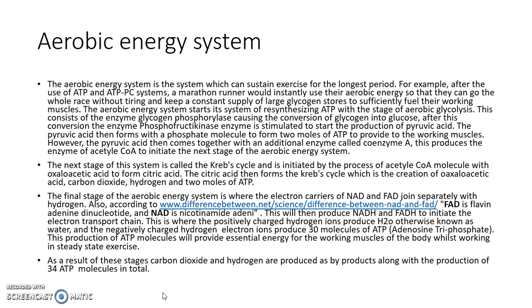This consists of the enzyme glycogen phosphorylase causing the conversion of glycogen into glucose. After this conversion, the enzyme phosphofructokinase is stimulated to start the production of pyruvic acid. The pyruvic acid then forms a phosphate molecule to form 2 moles of ATP to provide to the working muscles. However, the pyruvic acid then comes together with an additional enzyme called coenzyme A. This produces acetyl-CoA to initiate the next stage of the aerobic energy system.